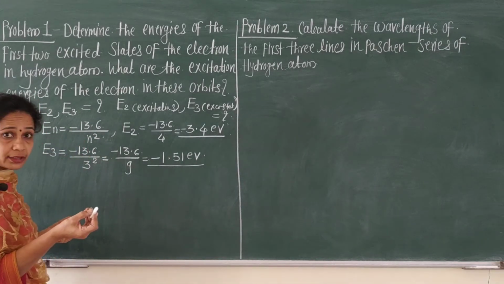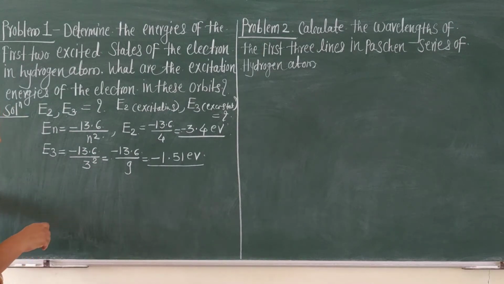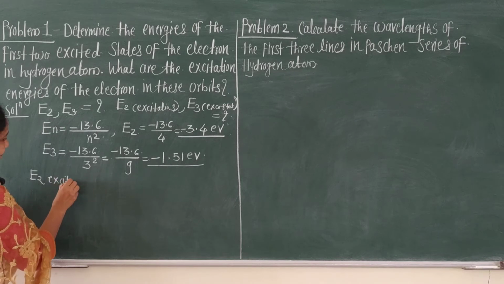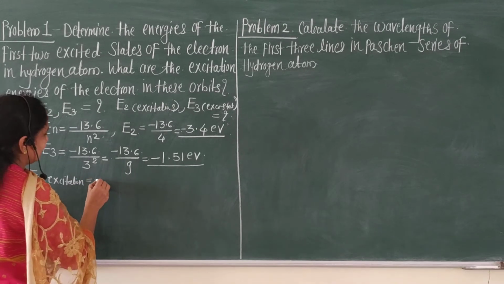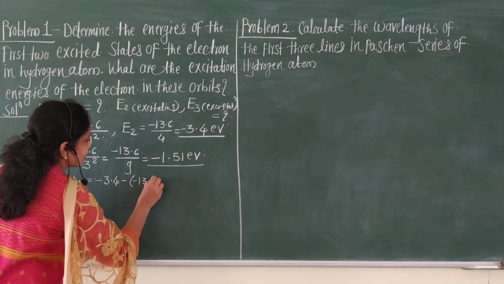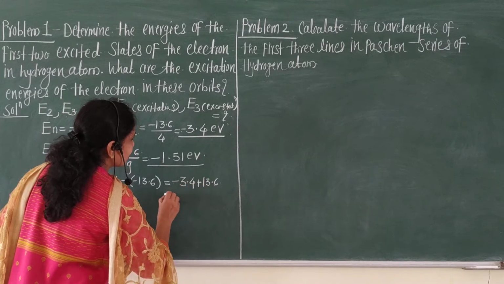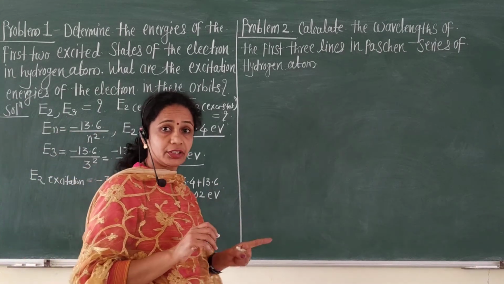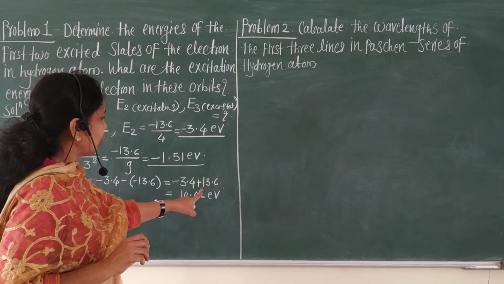Now we calculate the excitation energies of the electron in these orbits. First, we calculate the excitation energy for the second orbit. E2 for excitation energy is equal to minus 3.4 minus the ground state energy, minus 13.6 electron volt. Therefore, this becomes minus 3.4 plus 13.6, and this becomes 10.2 electron volt. This is the excitation energy for the second orbit.